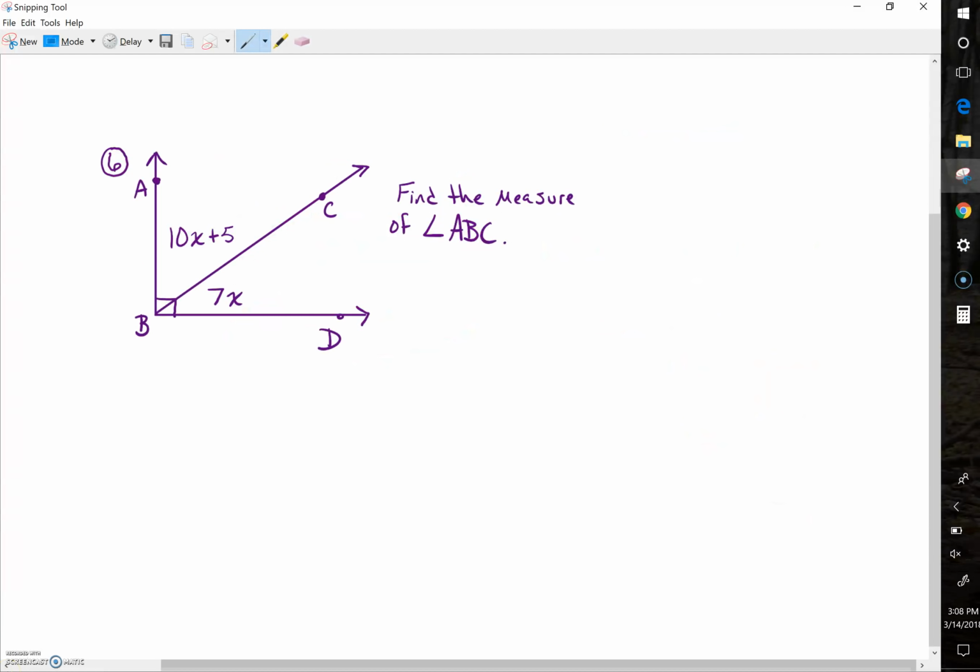Number 6, we want to find the measure of angle ABC. That's this angle ABC. If you look at the 2 angles we have, you should see that they're complementary, which means this angle and this second angle add up to 90, as you can see right here. So we're going to write the first angle as 10x plus 5, that's what they tell us, plus 7x, the other angle, together equal 90.